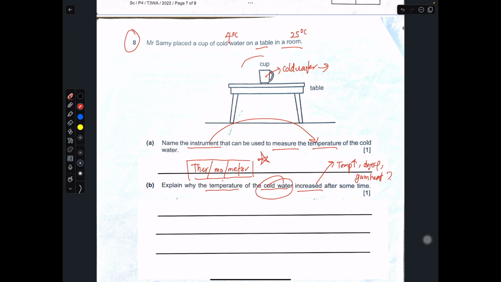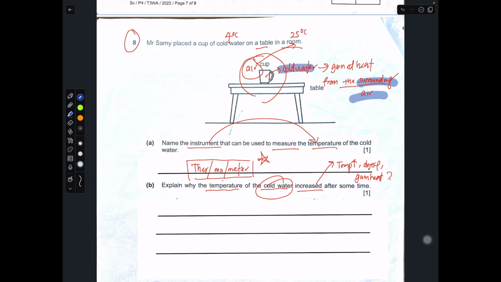So in the room, you will have air around it, and this air is at 25. So definitely the cold water will gain heat from the surrounding air. So there's a way to write it. Normally we will write down the object and the second object. Sometimes this second object may be visible or may not be visible to you, and we will write down the gain heat or lose heat process, depending on whether it is a temperature increase or decrease. So this part over here is a key. Okay, this will be your part B answer.